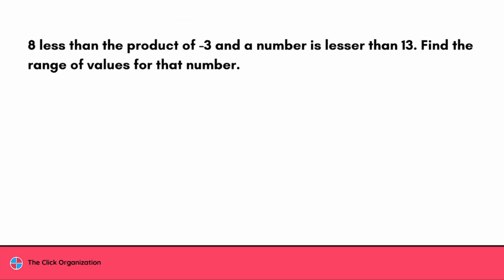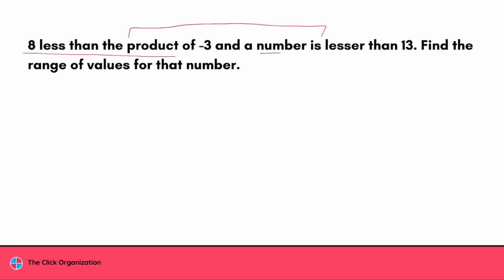So here's our first example word problem. 8 less than the product of -3 and a number is less than 13. Find the range of values for that number. So let's just focus on this first part of the word problem here. 8 less than a product is not what I'm going to focus on first, because that is something that's also going to follow after a number and its other relation with the variable that we have. So instead, I'm going to focus on the next part, product of -3 and a number.